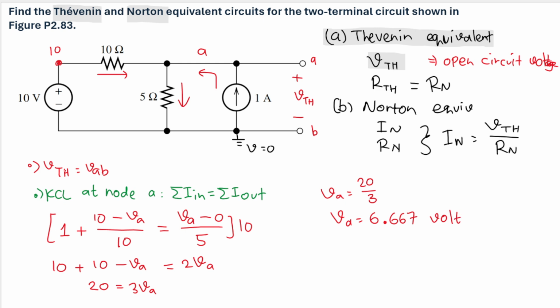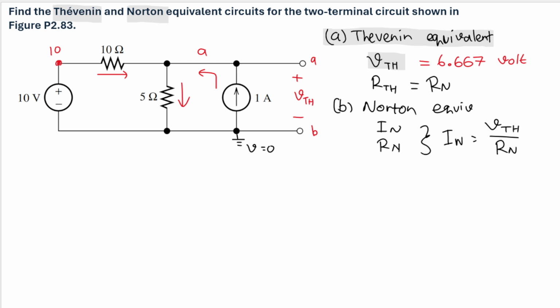Okay, but remember we are looking for VTH, which is VAB or VA minus VB. But in our case, VB is equal to 0, so we know that that is VA. Therefore, VA is also equal to VTH here, and we will have 6.667 volt. Good. Now we have found the Thevenin voltage. Okay, let's save this value. And then let's clean up our slide here because it is full.